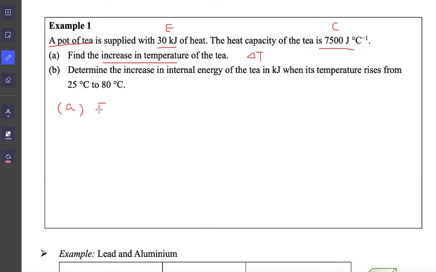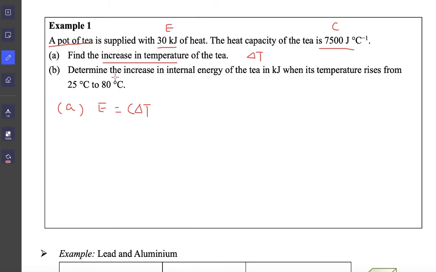And we can just apply the formula we have just learned to solve this problem. E equals C delta T. You have the E and you have the C, so you just need to substitute the values into the equation, then you will get this delta T. And please try it by yourself.